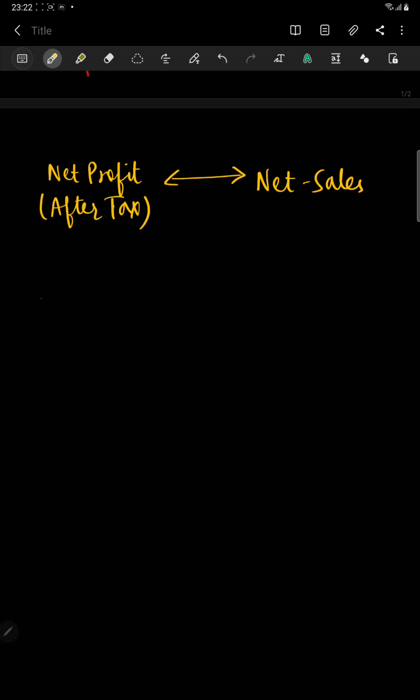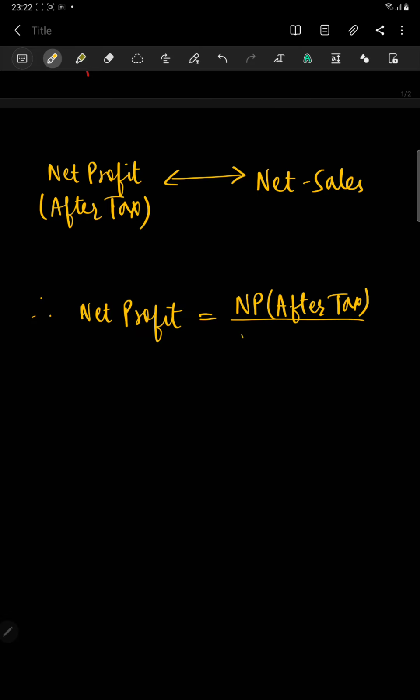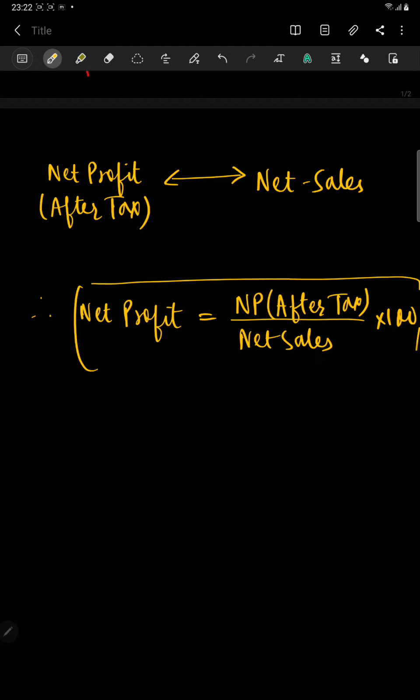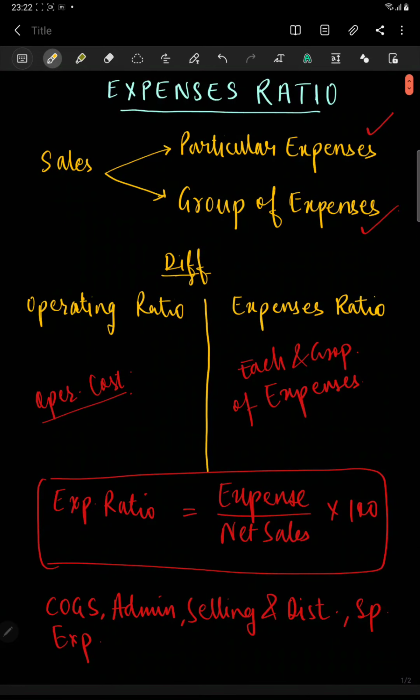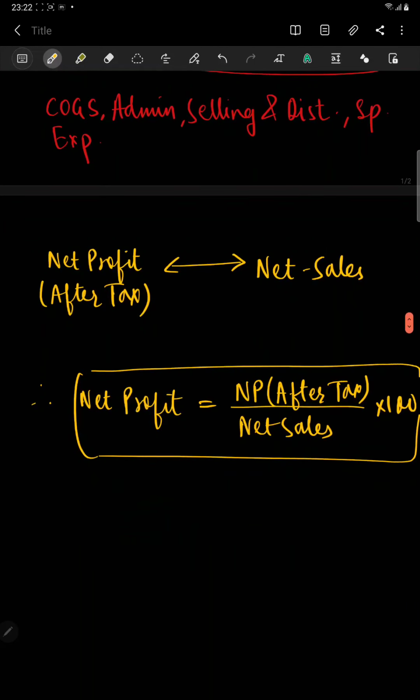So we can derive the formula as net profit ratio equals to net profit after tax divided by net sales into 100. So this would be our formula for deriving the net profit ratio. So two things we have learned: first is expenses ratio and second thing is net profit ratio.